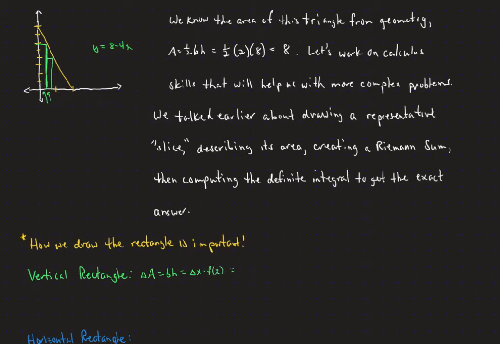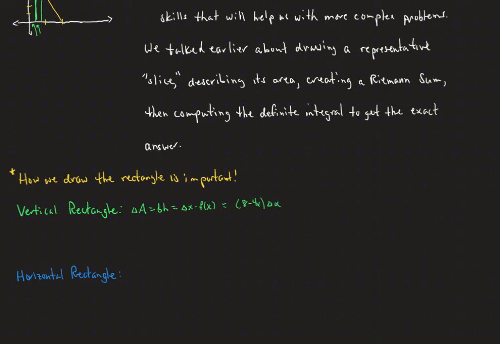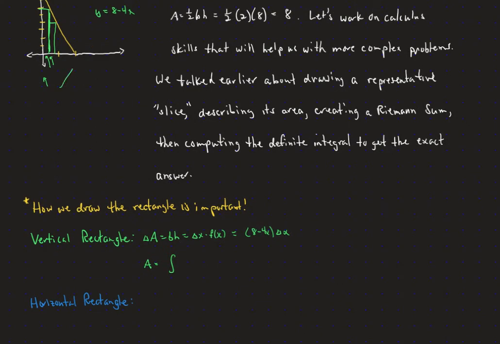But then we'll define that further and say that our f of x, that's going to be our height, is going to be 8 minus 4x times delta x. So that's the description of the area of that one triangle. We'll imagine that we add up n of them and then take the limit as n goes to infinity. And so we're going to get this integral. And the limits of our integral are going to be 0 to 2. And it's going to be 8 minus 4x, and the delta x becomes a dx.